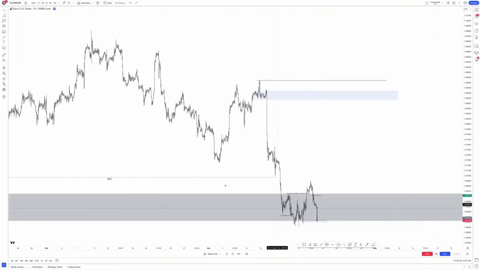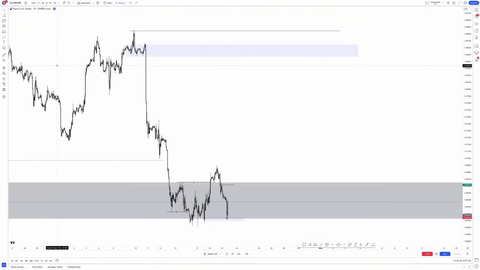This is really the key, guys. Right now, that basically tells us that the immediate bias is bullish on the higher time frame.